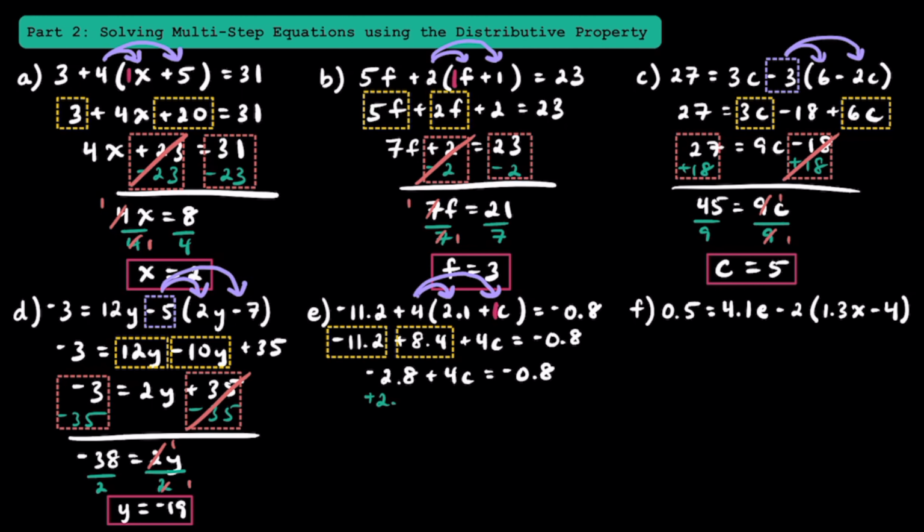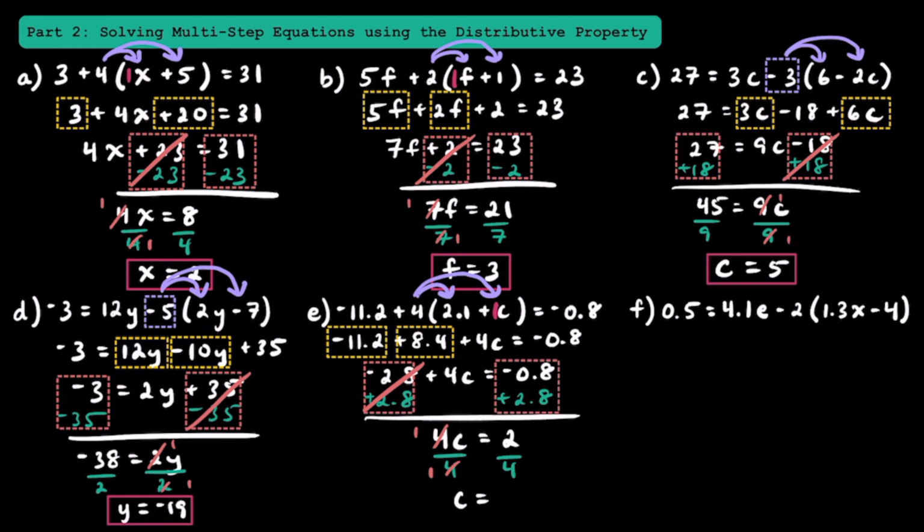Next, we're going to add 2.8 to both sides. On the left side, these are going to cancel out to make 0. And on the right side, negative 0.8 plus 2.8 is going to equal 2. That means we'll have 4C is equal to 2. Finally, we're going to divide both sides by 4. These 4's on the left side will become 1. And 2 divided by 4 is just 1/2, or 0.5, so we can write C is equal to 0.5. There's our answer. And finally, here's F.